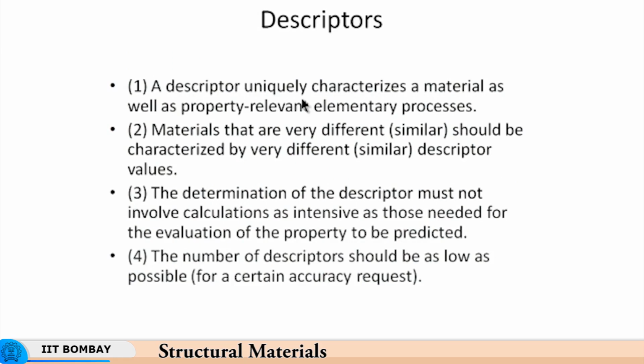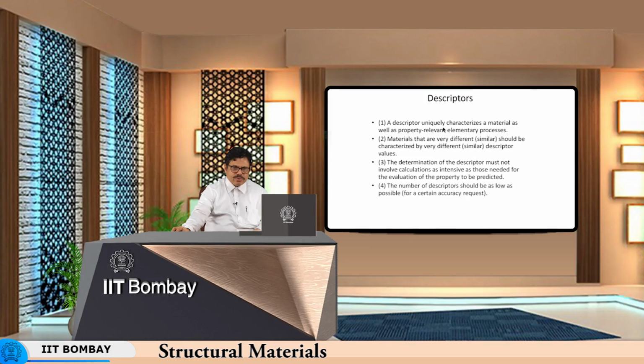So a descriptor uniquely characterizes a material as well as property relevant elementary processes. So these are basically the attributes of a descriptor, and the number of descriptors should be as low as possible. So this is the whole crux of data reduction. So you try to use as few descriptors as possible, right. And determination of a descriptor must not involve calculations as intensive as those needed for the evaluation of the property to be predicted. So descriptors could be intuitive in nature, or descriptors could be extracted from the data by analysis of the data, but that analysis of data should not involve intensive calculations.